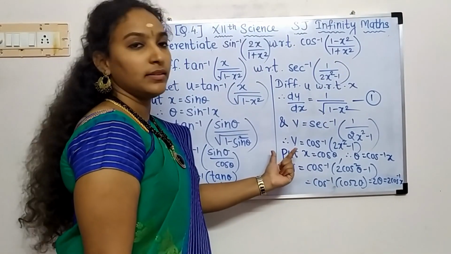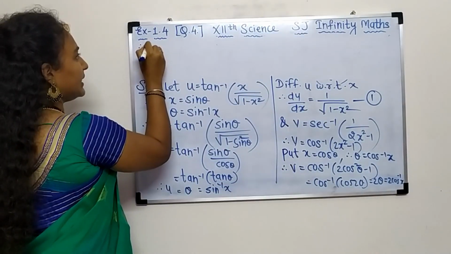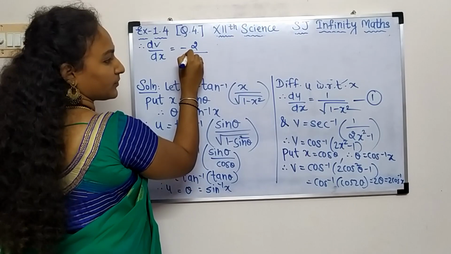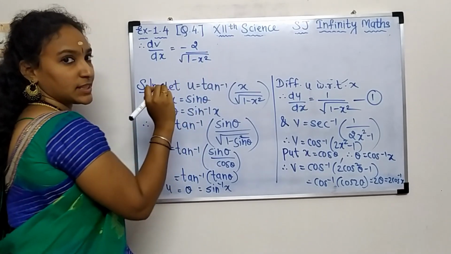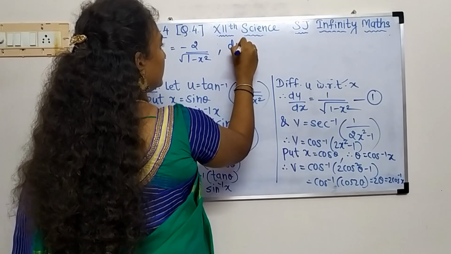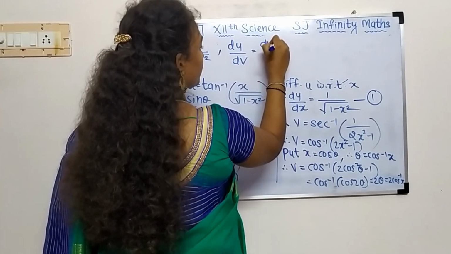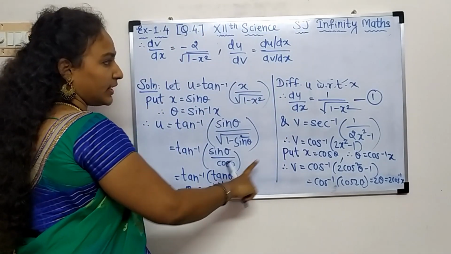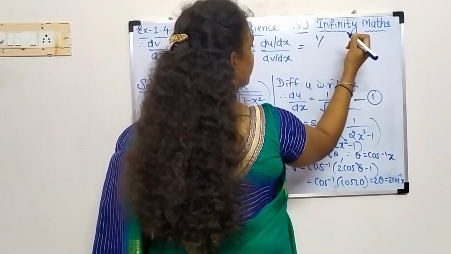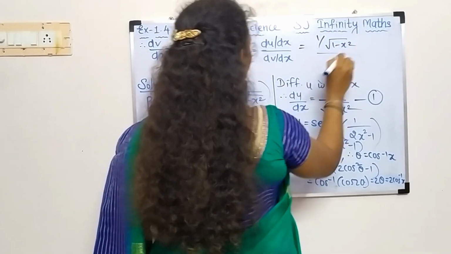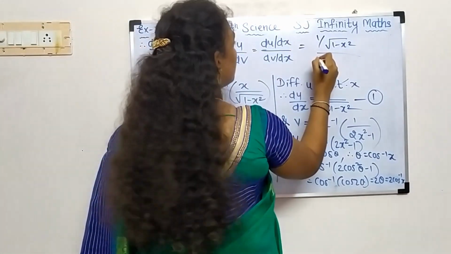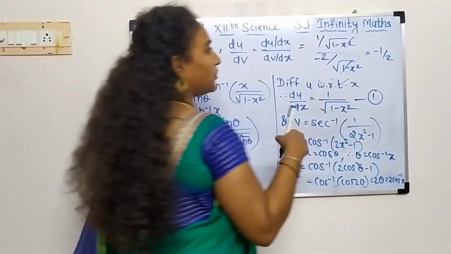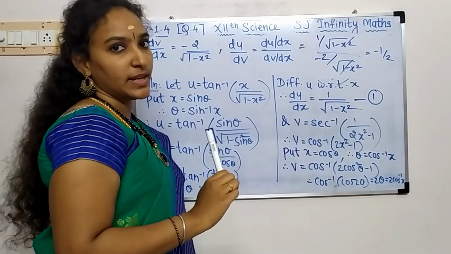Now we can differentiate v with respect to x. Therefore, dv by dx is minus 2 upon root of 1 minus x square. Now we calculate du by dv. Du by dv is equal to du by dx upon dv by dx. So du by dx is 1 upon root 1 minus x square, and dv by dx is minus 2 upon root 1 minus x square. So the answer is minus 1 by 2, because root of 1 minus x square is getting cancelled.